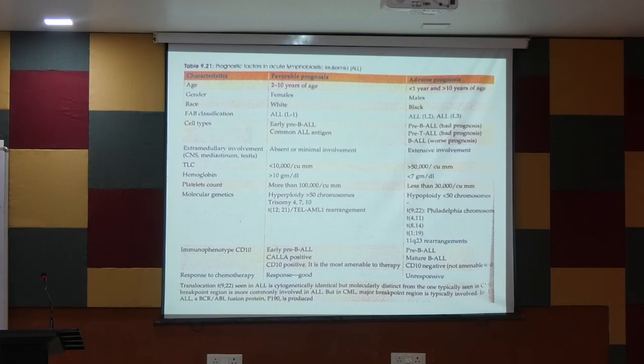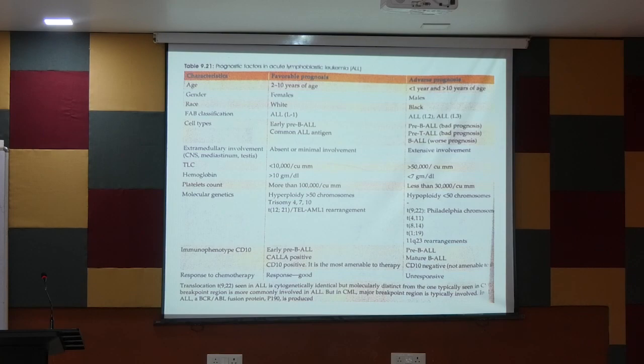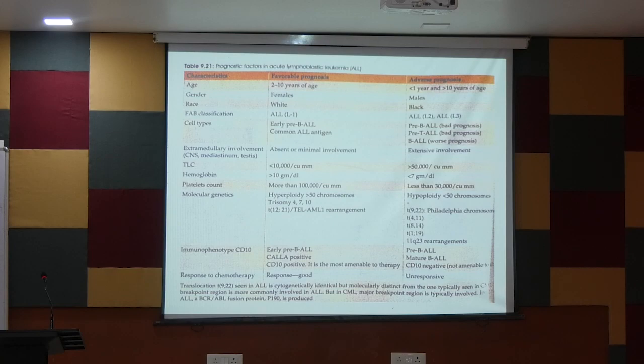Then you do immunophenotyping. Early B-ALL, common ALL, they belong to the good prognostic category, whereas mature B-ALL and T-ALL belong to the adverse prognostic category. Then hyperploidy, around 50 chromosomes, which they have not made a mention of here. They should have. Hyperploidy versus hypoploidy: more than 50 chromosomes, good. Less than that is bad.